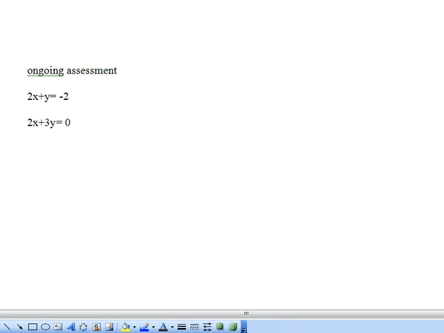Now, example 3. Solve this system of equations: 2x plus 2y equals 10, and 3x plus 2y equals 14. Use the alternate form of the subtraction property of equality to subtract the expressions on the left side and the expressions on the right side of the equation. 2x plus 2y equals 10, and the negative of 3x plus 2y equals negative 14.